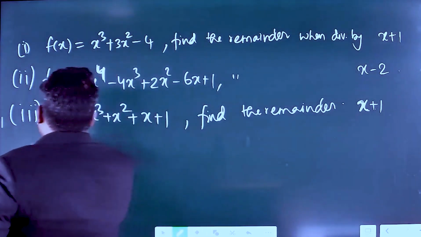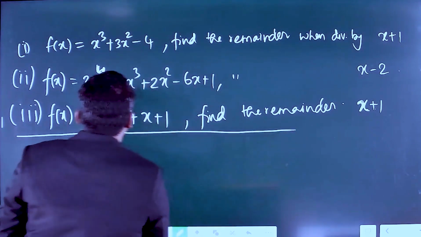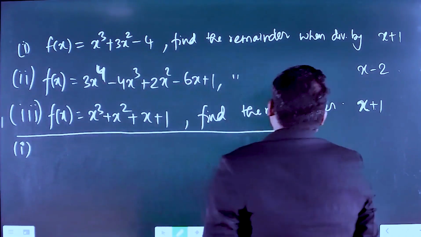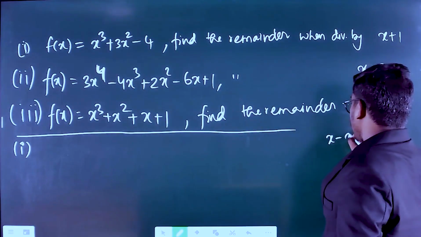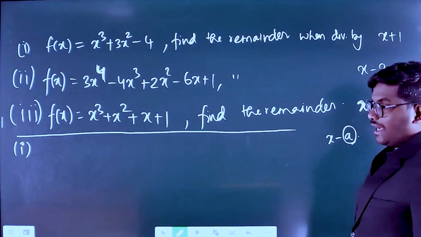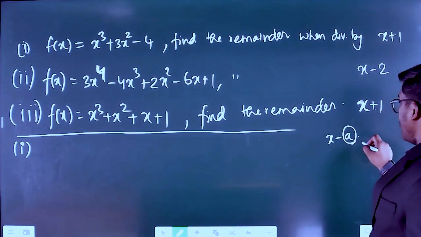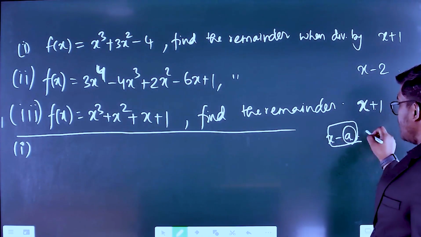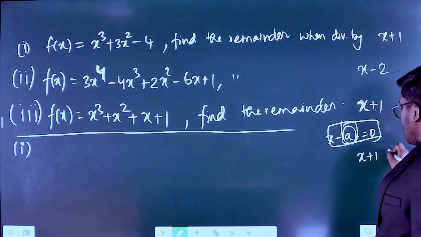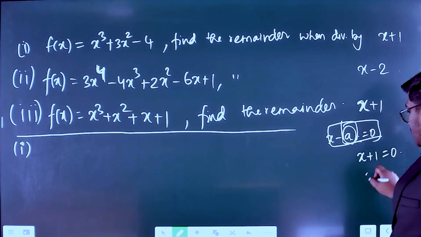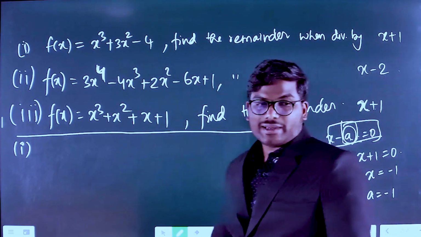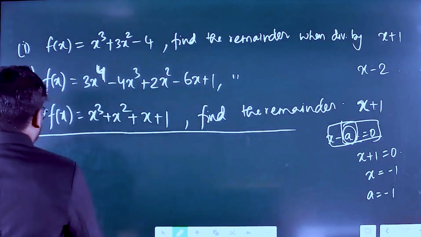So regarding the first question, now the divisor should be of the form x minus a, right? Which means we need to find the value of a. Particularly what we can say about it is a is the value of x for which this becomes 0, right? So in case of x plus 1, if we equate it to 0, it becomes minus 1. So a is minus 1. So my remainder will be f(a).